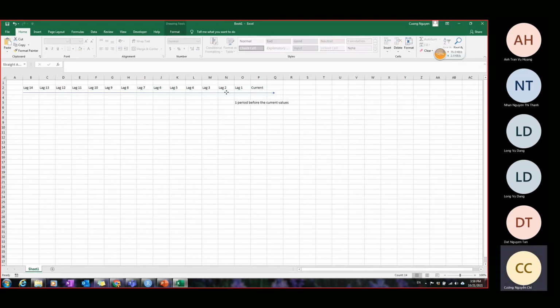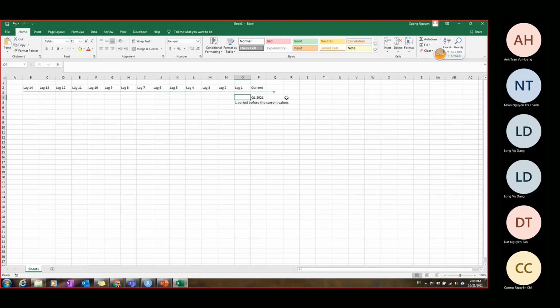Okay, the current value. Okay, so the current value will be the first quarter of 2021. Okay, last one will be what? Anyone can answer for me? The last one data will be the data of the quarter 4, 2020. Okay, that's good. How about last five?